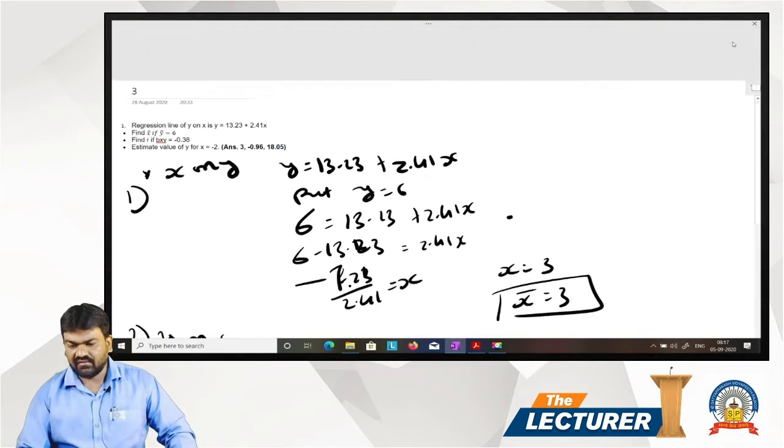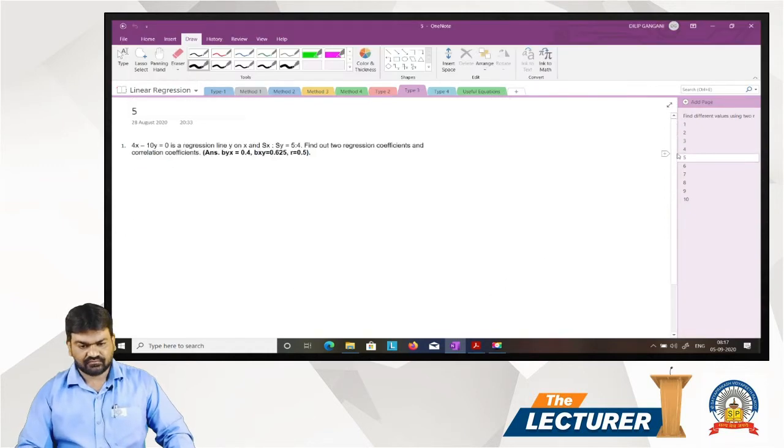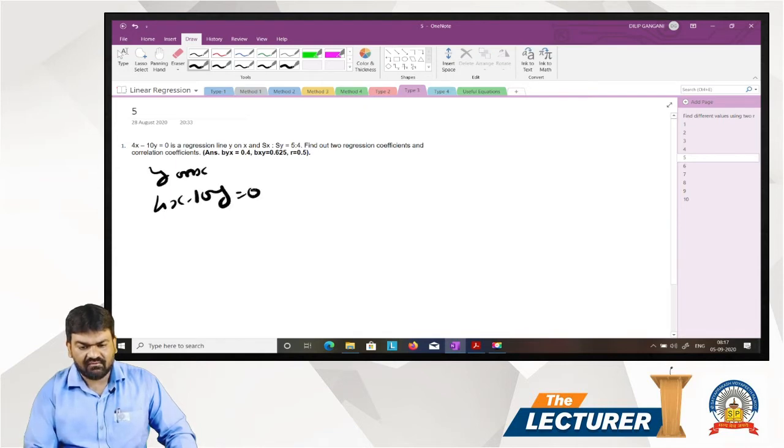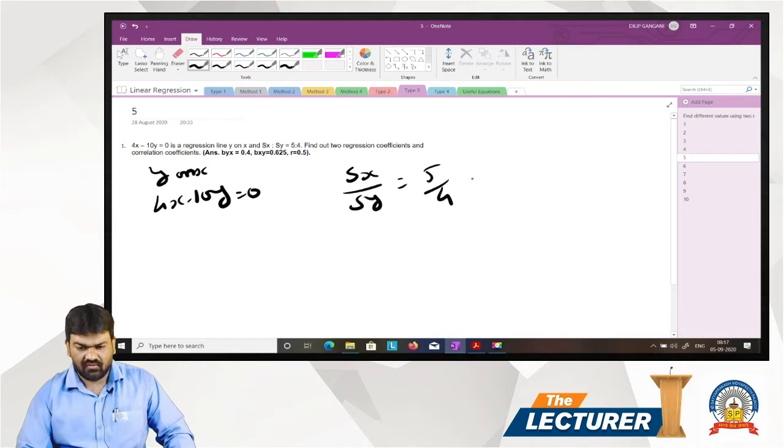Now our example number 5. 4x minus 10y is equal to 0 is the regression line of y on x. This is y on x. 4x minus 10y is equal to 0. One relation is given: standard deviation of x divided by standard deviation of y is equal to 5:4. Find out the two regression coefficients and the correlation coefficient.